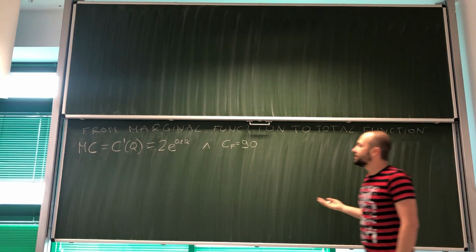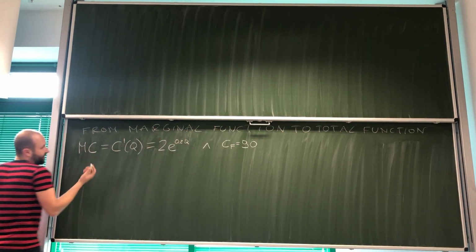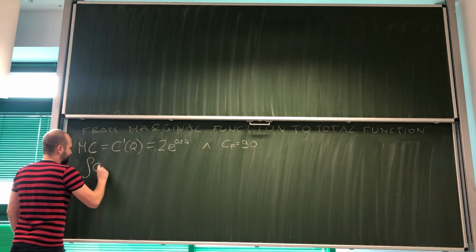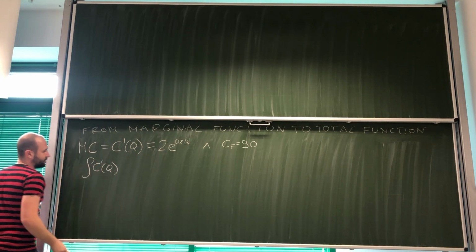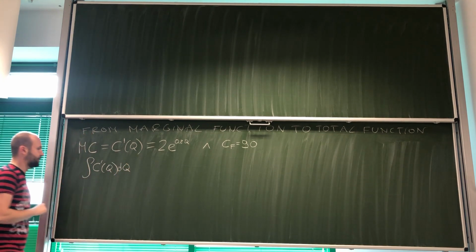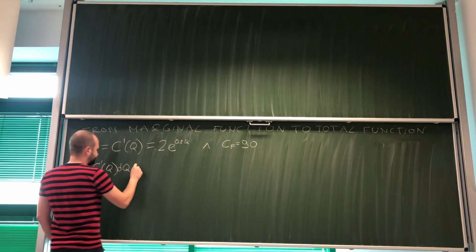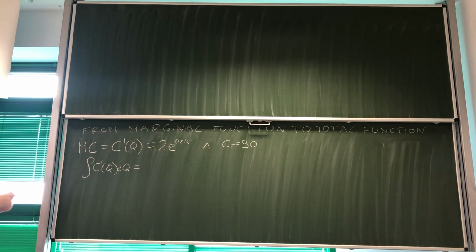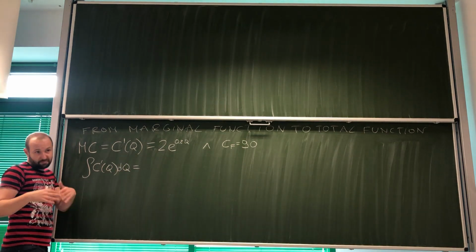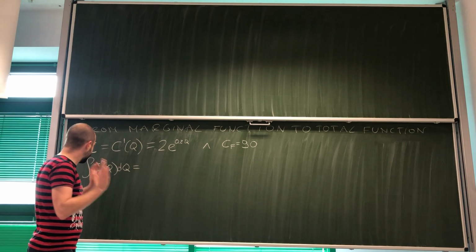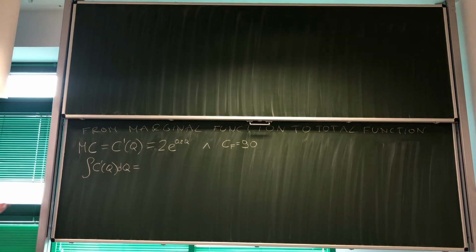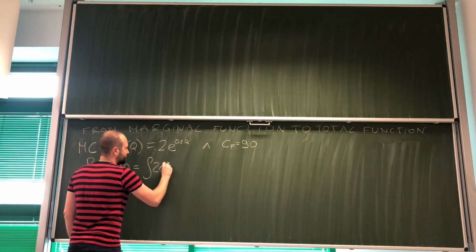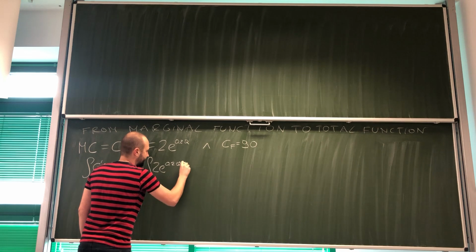Okay, so what do we need to do? I think it should not come as a surprise that we're going to calculate an integral of marginal cost with respect to quantity. Okay, so let's do it. I'm going to do it slowly. Probably when you practice it with Valeria, you will have to do it a little bit faster. But now let's do it step by step. So now we have the integral of 2e to the power 0.2q dq.